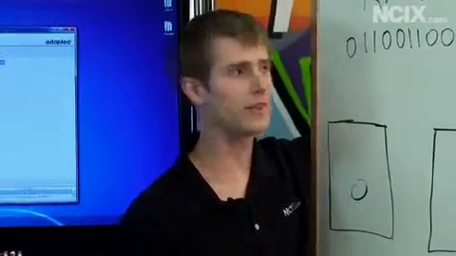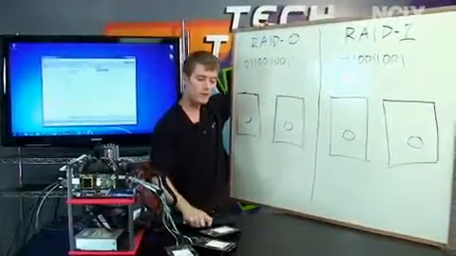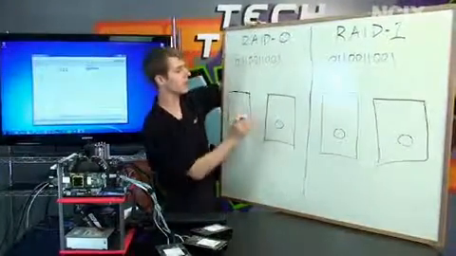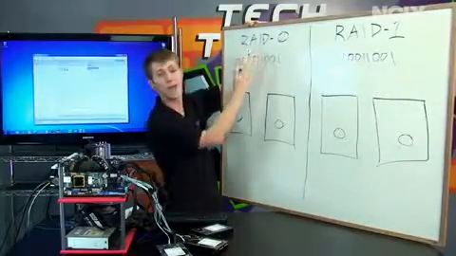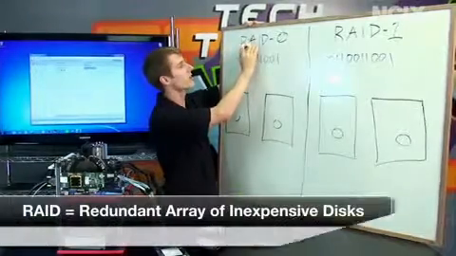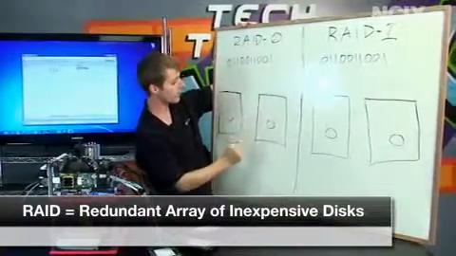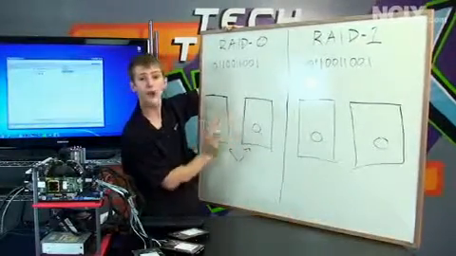For no reason other than sheer numerical order, we're going to start with RAID 0. The way RAID 0 works is you take two drives, so it's a bit of a stretch to call it RAID at all, truthfully, because RAID does stand for Redundant Array of Inexpensive Disks. And while we do have an array of disks, it's not redundant.